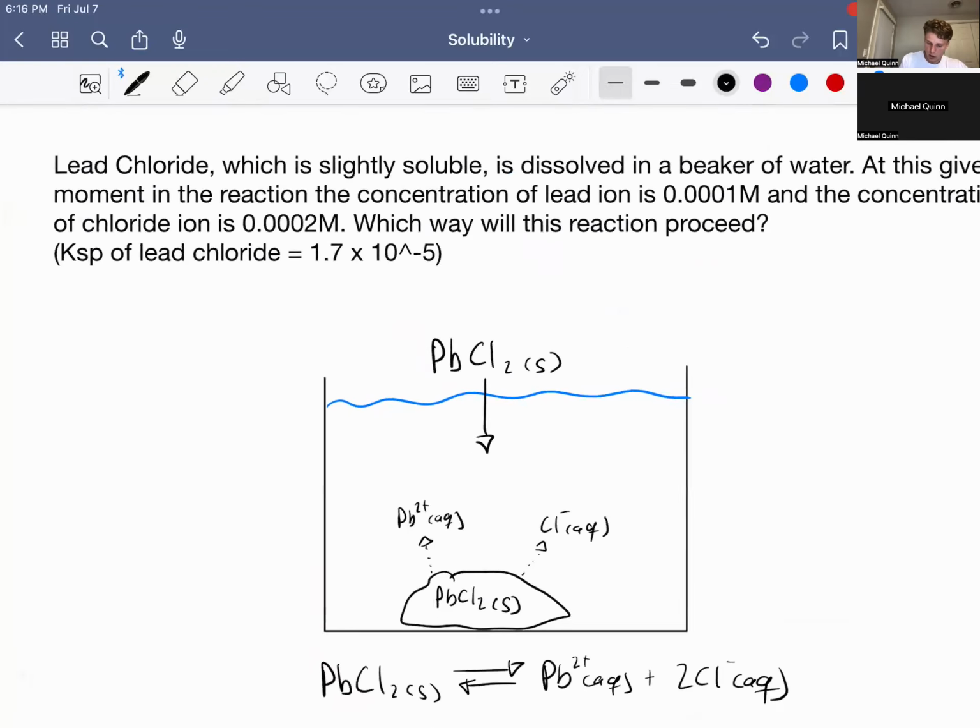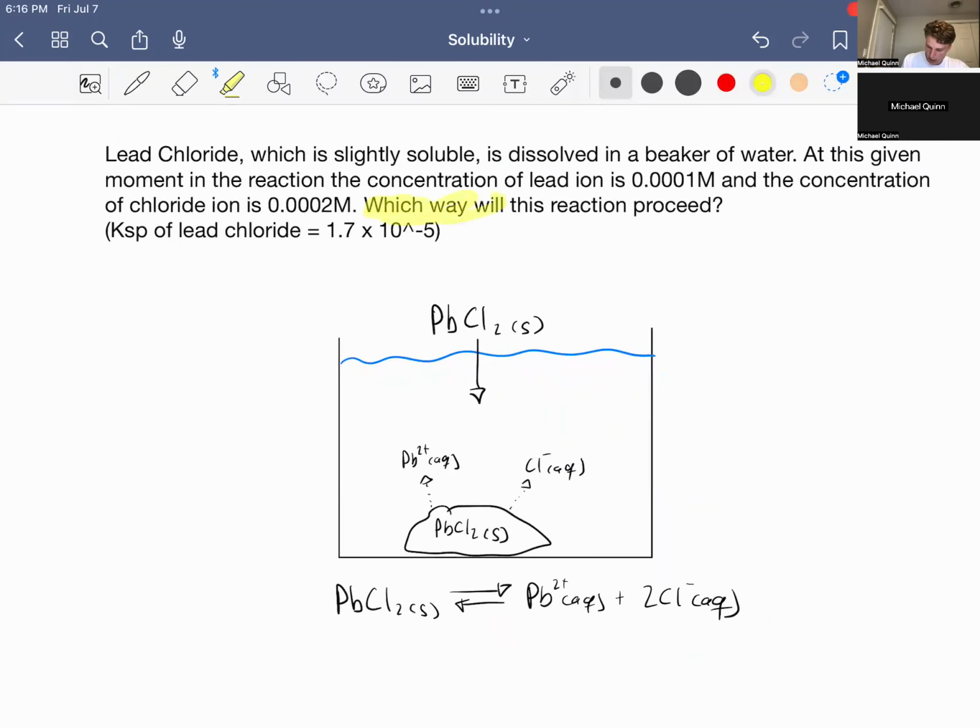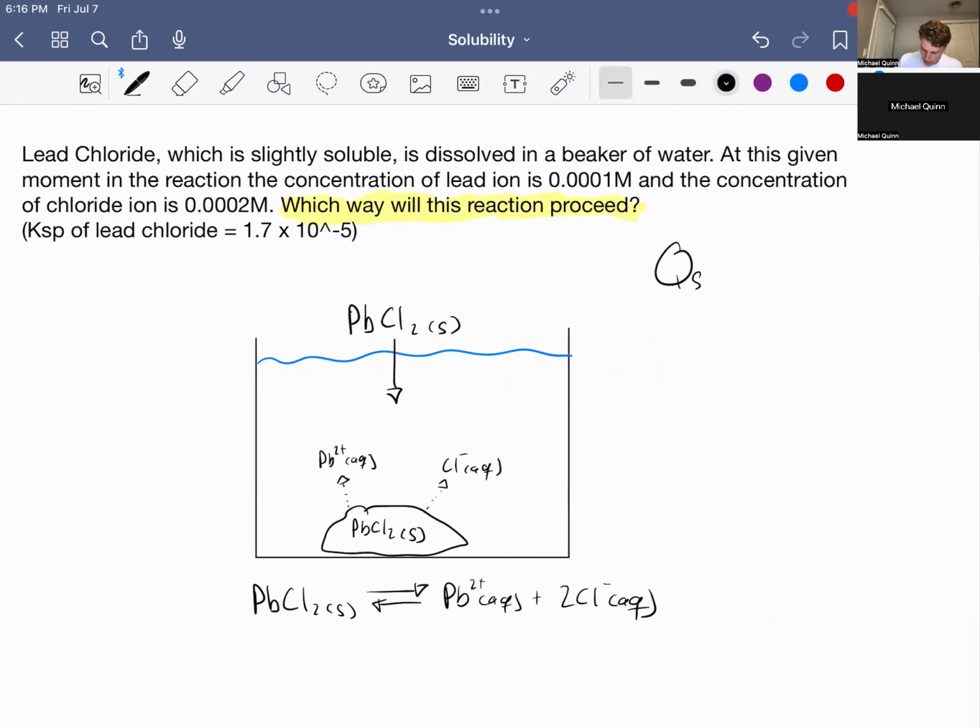So when I see in a question, which way will this reaction proceed? We need to decide whether Qsp is less than, equal to, or greater than Ksp. So we are already given the Ksp for this given question. So we can fill in that Ksp is 1.7 times 10 to the negative fifth. So we need to decide whether Qsp is less than, equal to, or greater than our Ksp value of 1.7 times 10 to the negative 5.